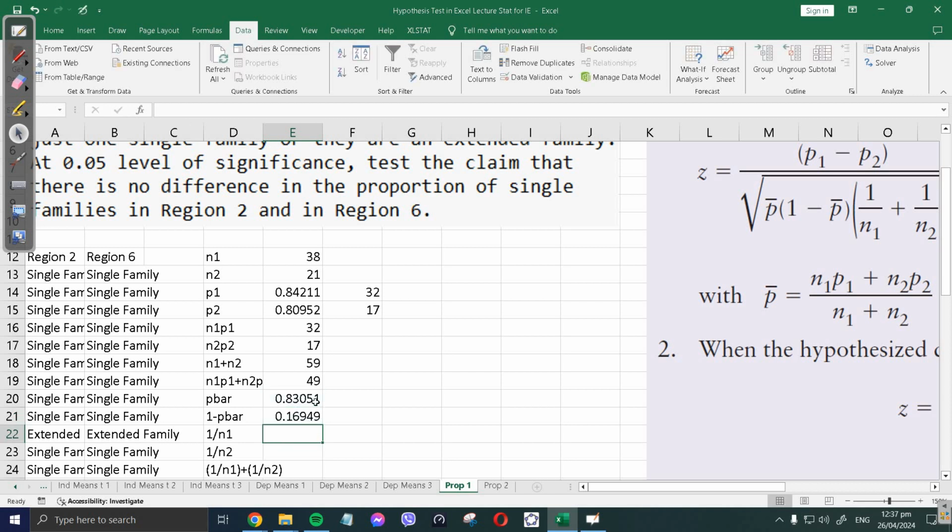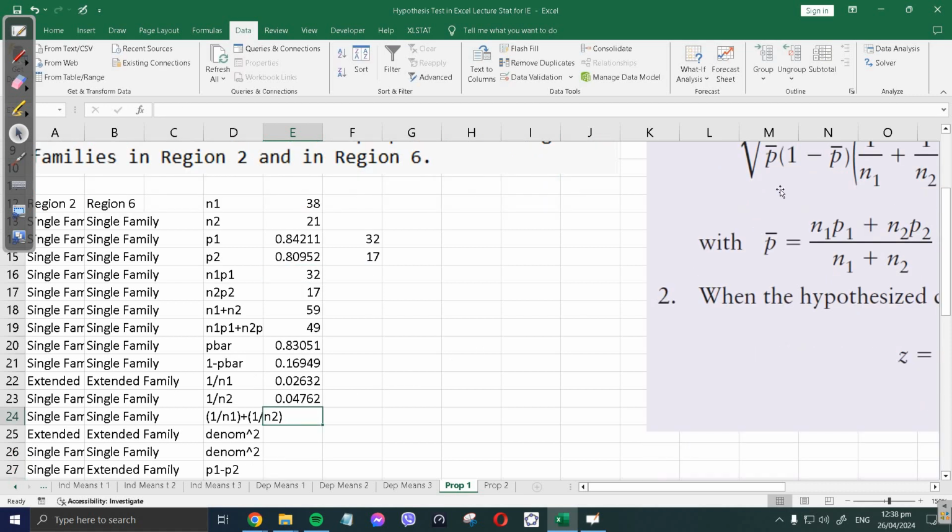Okay. And in the formula, we need 1 over N sub 1 and 1 over N sub 2. So equals 1 divided by N1, plus 1 divided by N2. And the sum of those two fractions is what we need to multiply to P bar and 1 minus P bar. So we're going to add this, and oops, if it's covered, you just select the cell. That's E20.